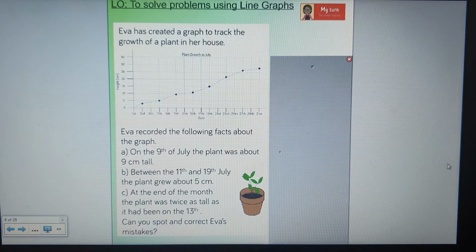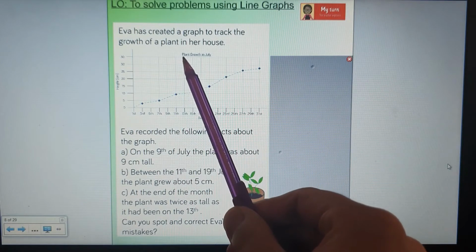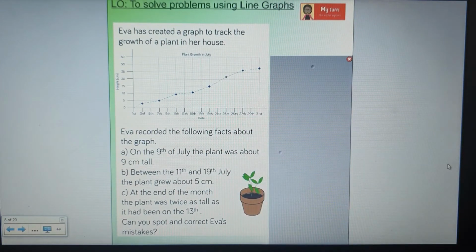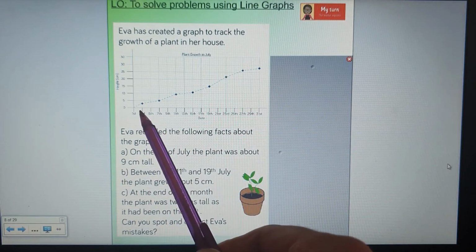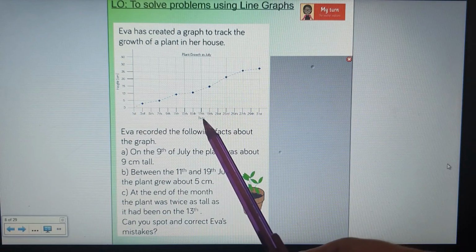So we're going to start with a my turn, and I'd like us to have a little look at this with me. I'll explain how we do this. So it says, Eva has created a graph to track the growth of a plant in her house. So she's going to see how much it grows over a certain period of time. And at the top here it says plant growth in July. And she's plotted every couple of days all the way to the end of the month.